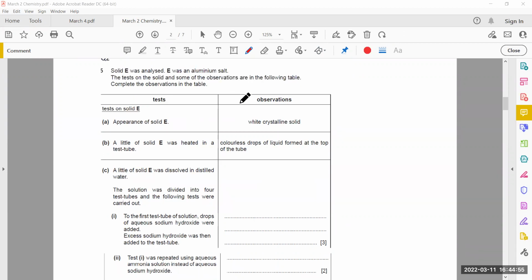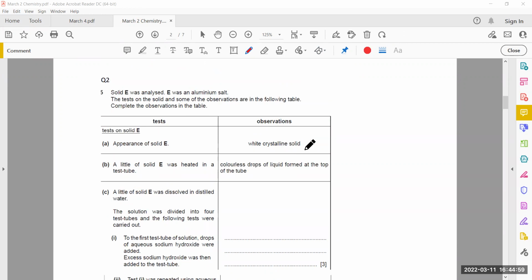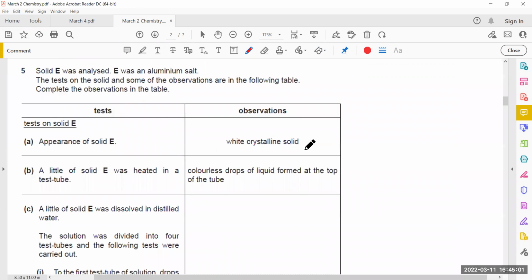Okay, solid E was analyzed. E is the aluminium salt. So they already tell you E has aluminium ion inside. Okay, so appearance is white. But they don't tell you what is the cation, what is the anion. The negative ion, don't know.